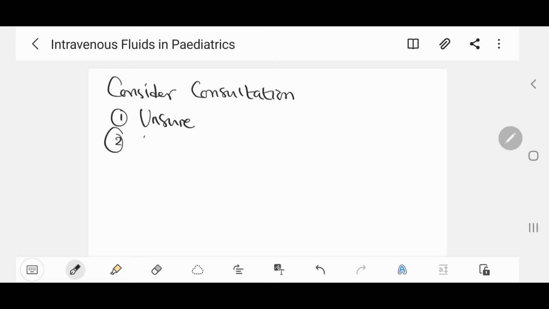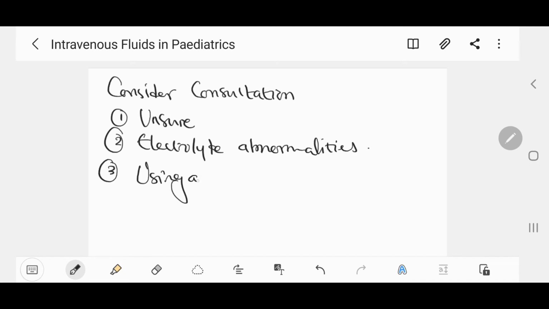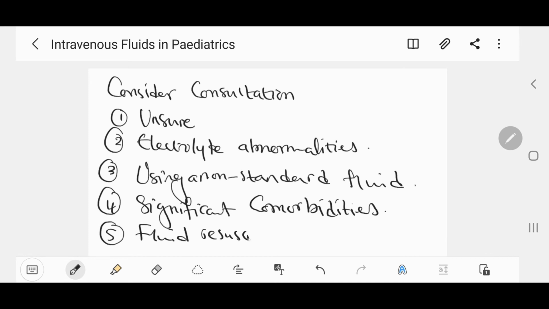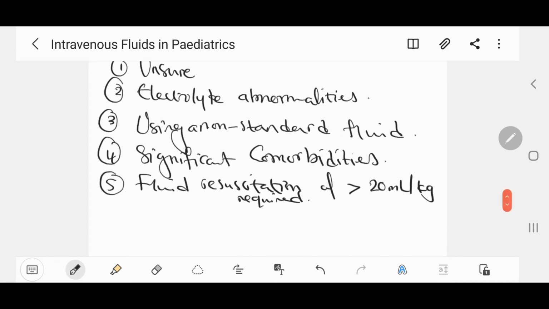If you're unsure about the fluids you're giving, and the second thing, if there's an electrolyte abnormality. Third is if you're using a non-standard fluid. The fourth case is when there are significant morbidities and when fluid resuscitation exceeds 20 ml per kg. Okay.